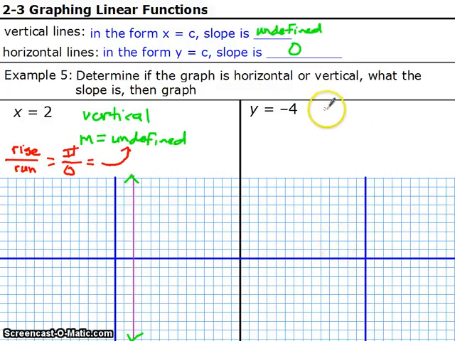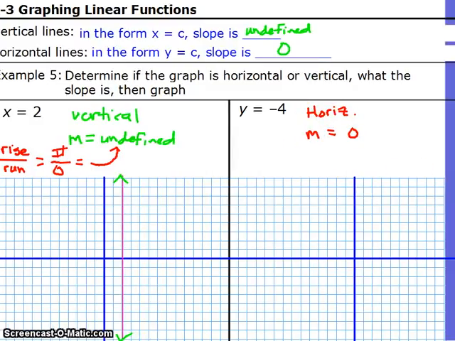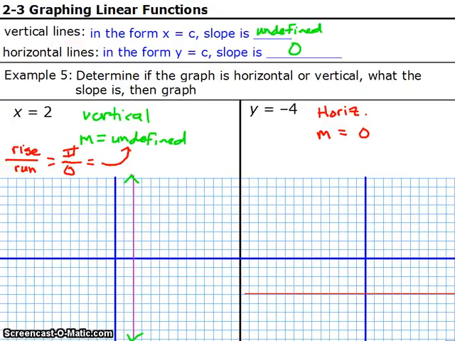All right, over here, y equals -4, we know that that is a horizontal line. We know the slope is 0. Let's graph this real quick. 1, 2, 3, go down to -4 on the y-axis, and then draw your horizontal line through there. Let's put our arrows on the end.